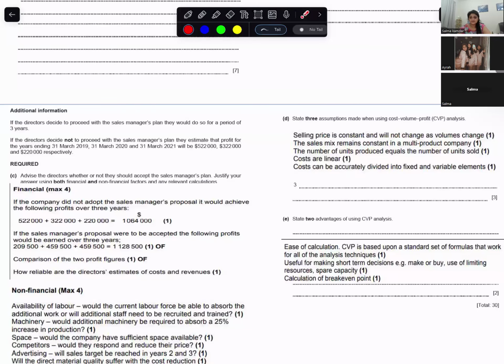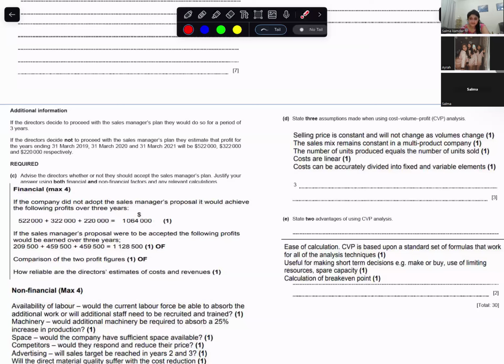Okay. Assumptions of using CVP analysis. What is CVP analysis? Cost volume profit analysis. What is the other name for it? Break even analysis. Yeah. So what are the assumptions for it? That selling price is constant, fixed cost is constant, variable cost keeps changing, and that all output is sold.